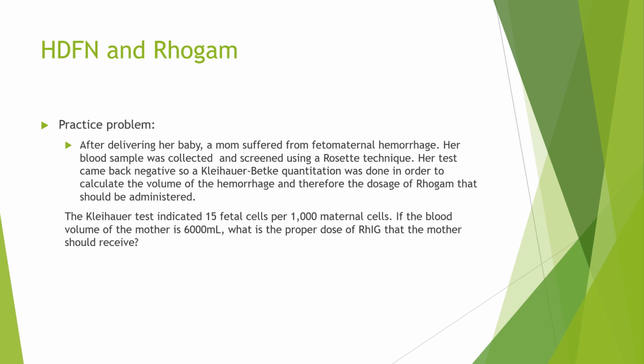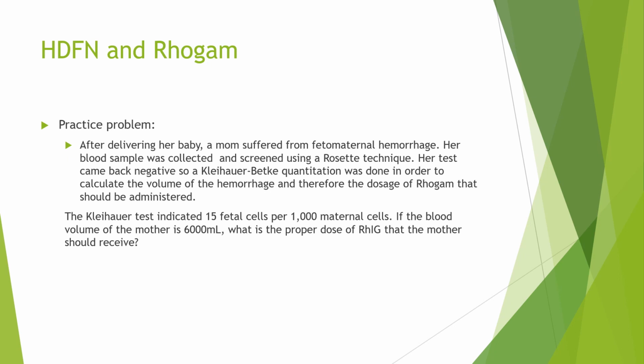A little practice problem. After delivering her baby, a mom suffered from fetal-maternal hemorrhage. Her blood sample was collected and screened using a rosette technique. Her test came back positive, so a Kleihauer-Betke quantitation was done in order to calculate the volume of the hemorrhage and therefore the dosage of Rhogam that should be administered.